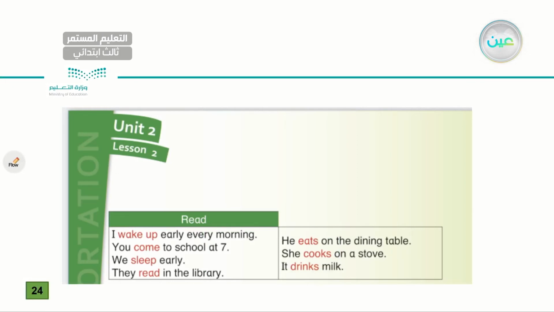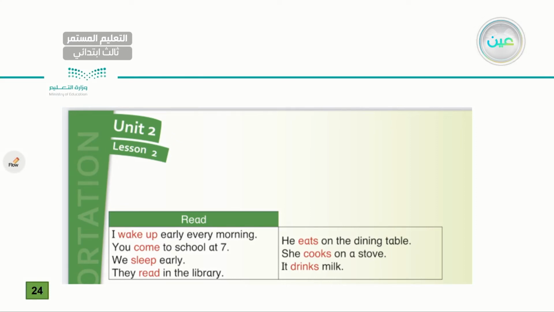I wake up, let's read together. I wake up early every morning. So let's write something here. You come to school at 7. We sleep early. They read in the library.